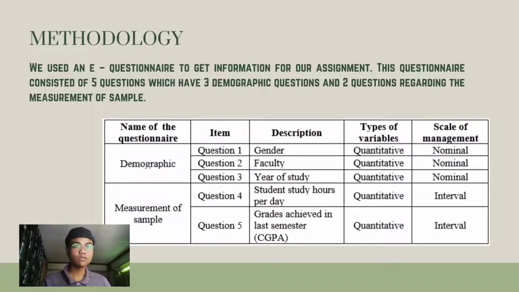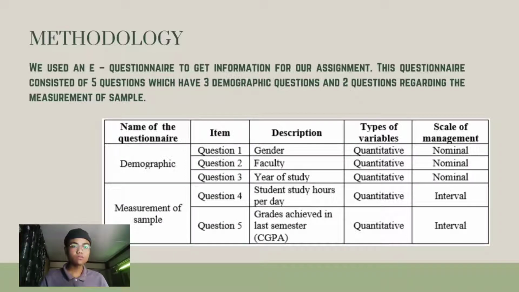We use a questionnaire to get information for our assignment. This questionnaire consisted of 5 questions, which have 3 demographic questions and 2 questions regarding the measurement of the sample. For the demographic questions, we have 3 questions. The first one is gender, faculty and year of study. This type of variable is qualitative and the scale of measurement is nominal.